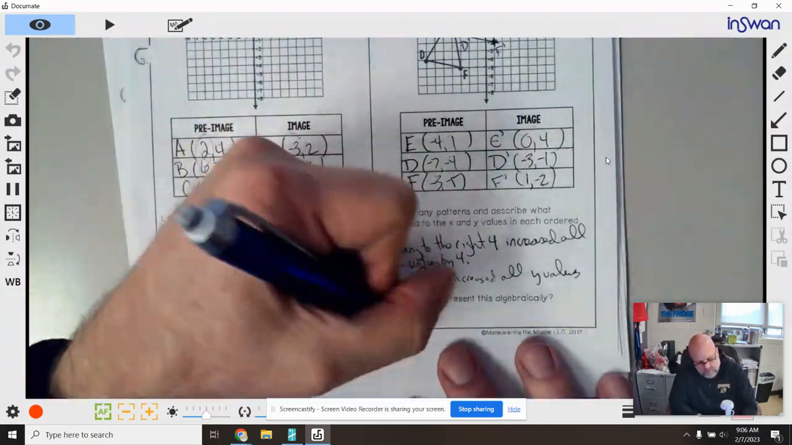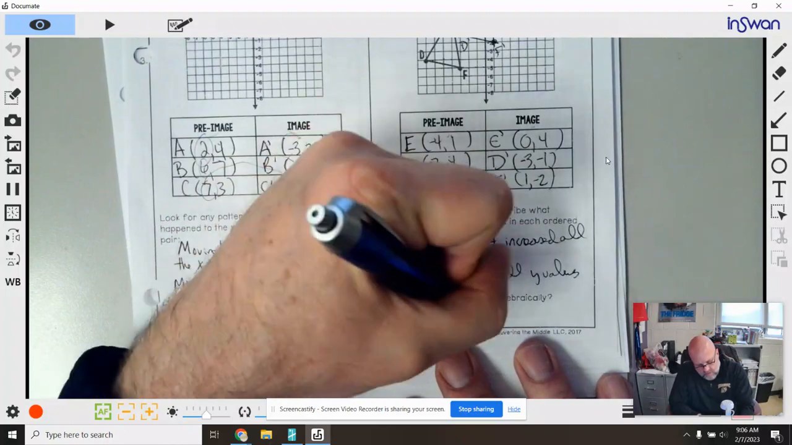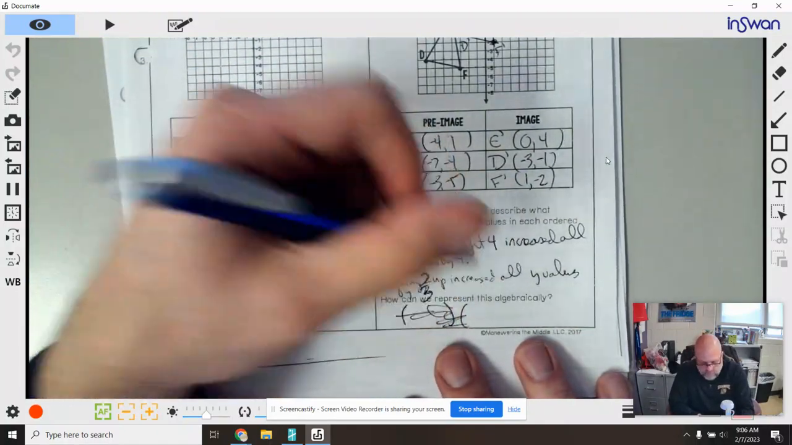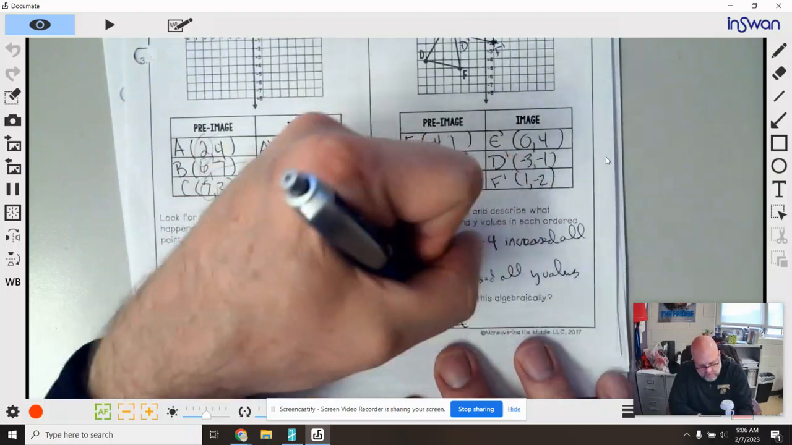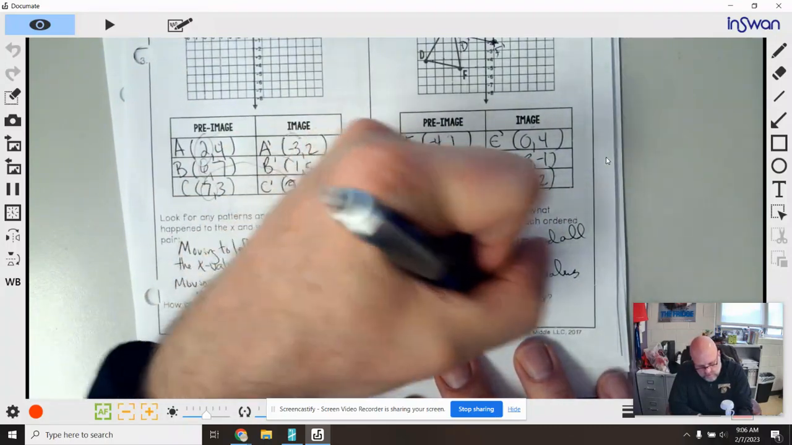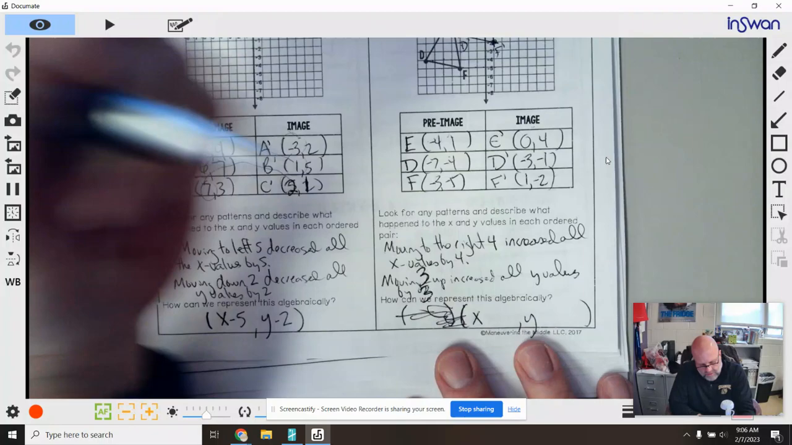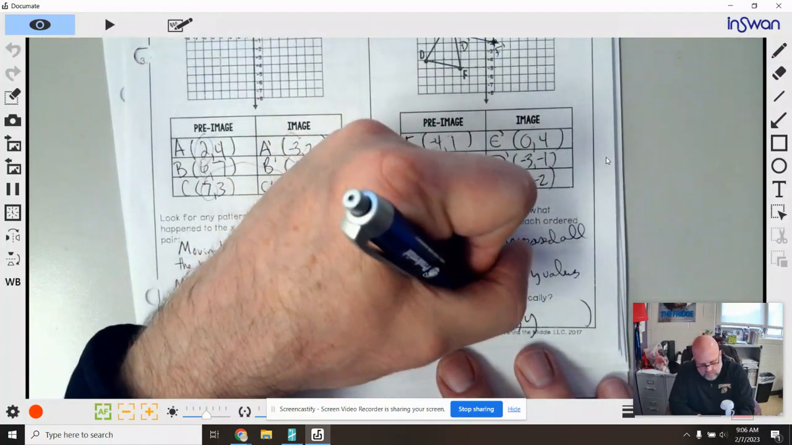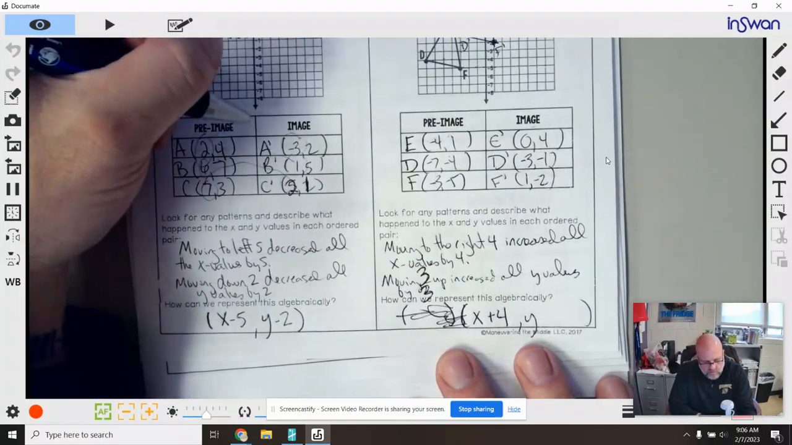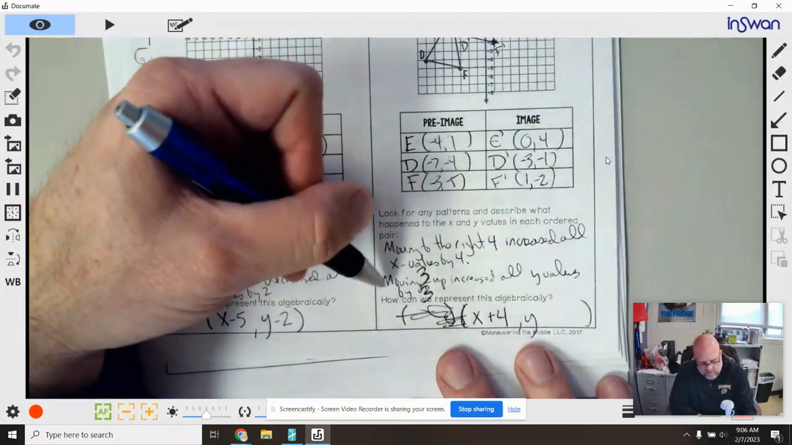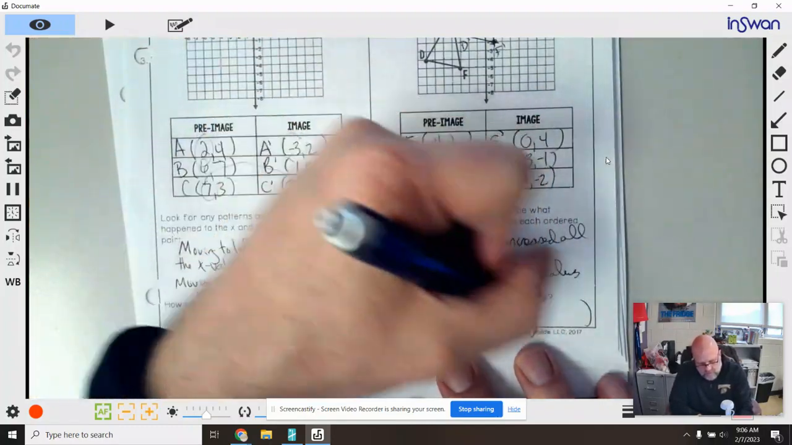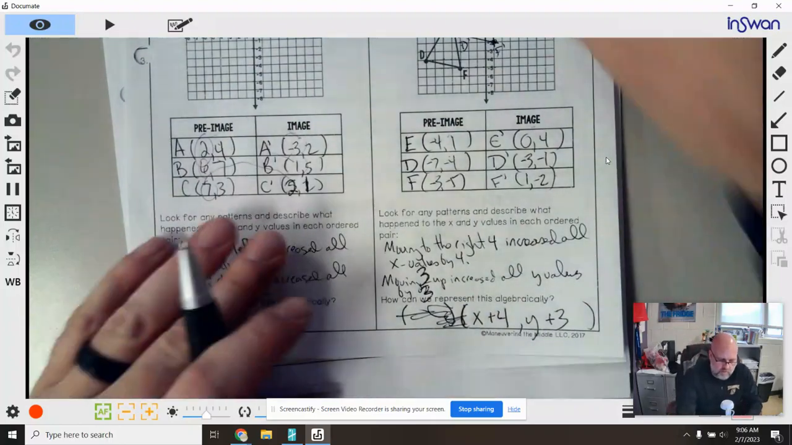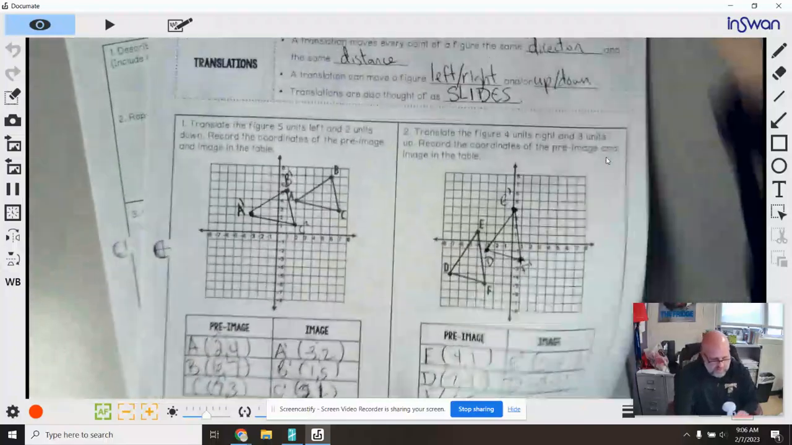So if we wanted to represent this algebraically, I don't know why I'm doing 2 points there. Kind of off my game here. So I have x, y. So what we do with the x, we went 4 to the right. So we're going to do x plus 4. Every value went 4. Then we went 3 up, which represents our y values. So that's y plus 3. All right, let's turn the page.